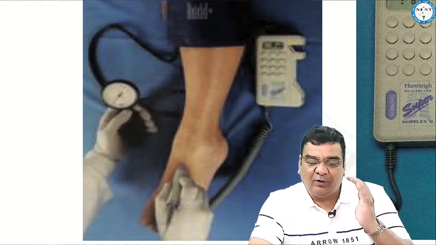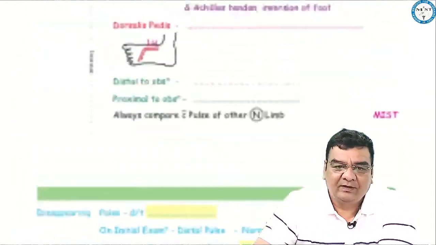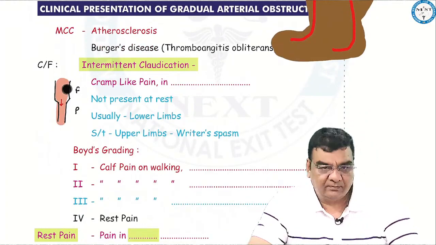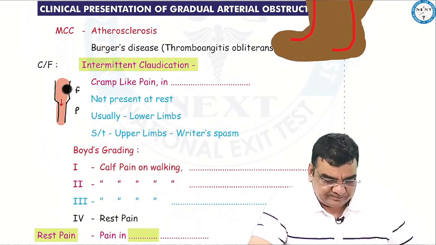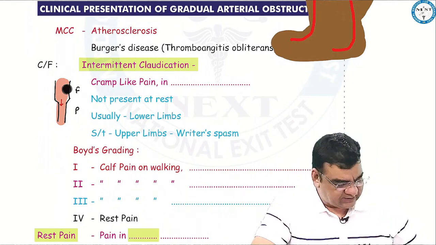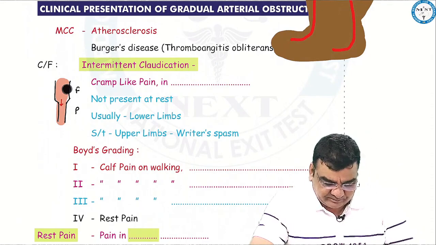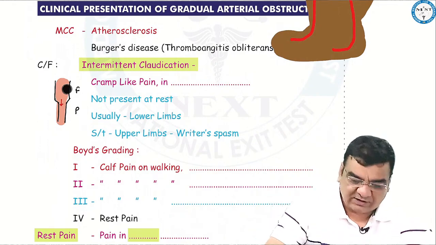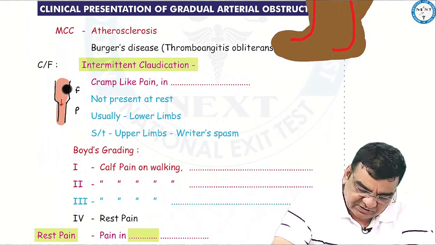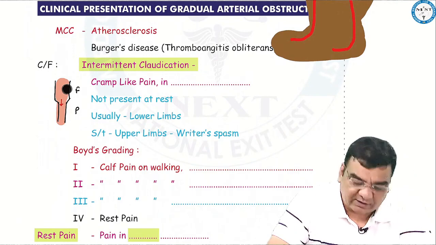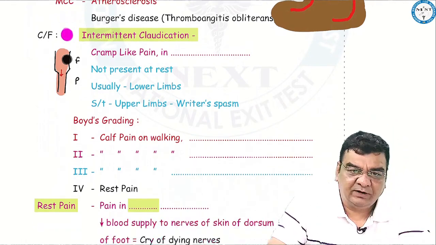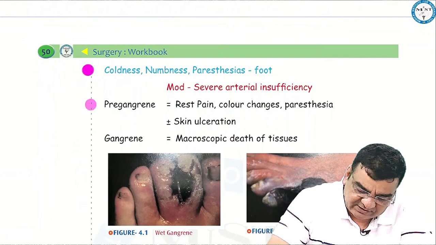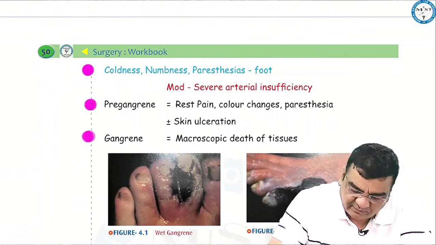So now let us see what all is written in this workbook here. Gradual arterial obstruction. Most common cause is atherosclerosis. However, even Buerger's disease, that is thromboangiitis obliterans, can also cause this gradual arterial obstruction. The patient can present with, look at the screen, beta, intermittent claudication in the beginning, then there can be rest pain, then coldness, numbness, paresthesia, there can be pre-gangrene or there can be gangrene.